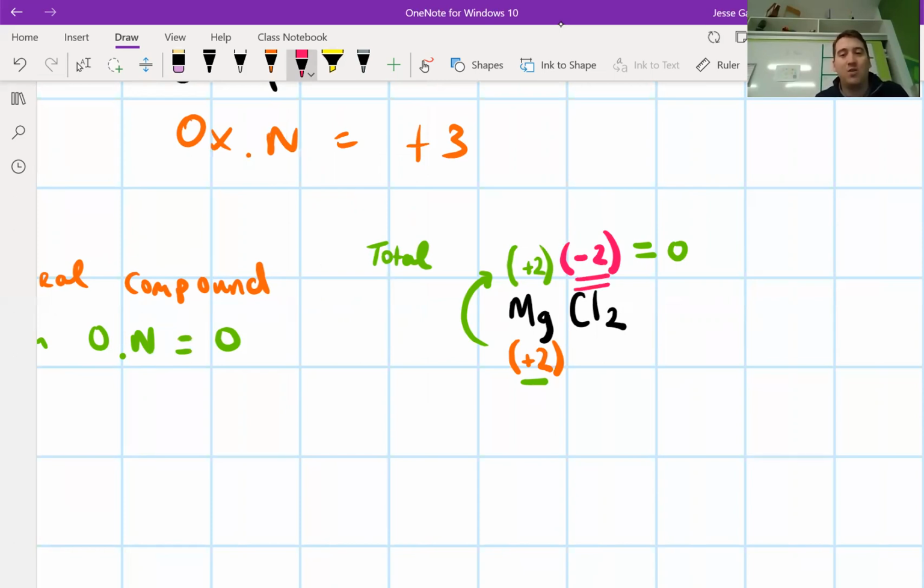So the total for the chlorines is -2, but there are 2 of them. So what I need to do is divide and write down the oxidation number of the element chlorine underneath. So -2 altogether, but there are 2 of them, which means the oxidation number of chlorine is -1 here. So each chlorine atom is -1. Together they make -2. That there is where it gets a little bit tricky.